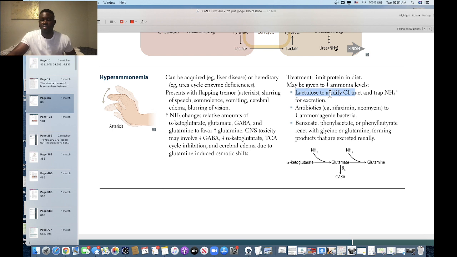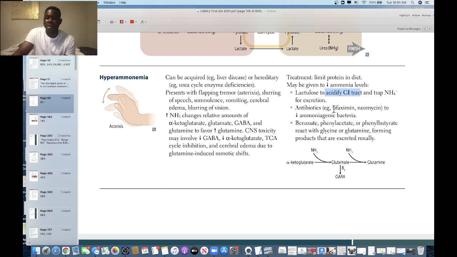So lactulose acidifies the GI tract, right? And then it traps the NH3, which is ammonia, into NH4, because acidifying the GI tract means that we are forming H plus. So H plus and the excess ammonia, which is NH3, will form NH4, which is ammonium, right? This ammonium will be excreted.